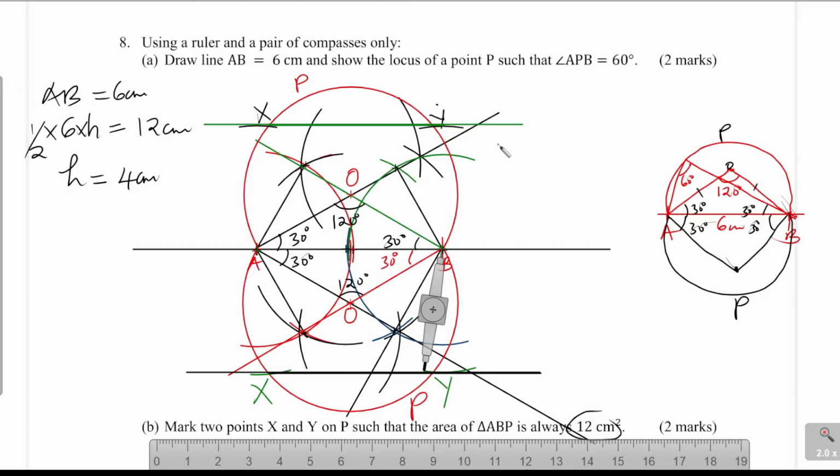So we can mark it here. So this distance here, we can mark it. This distance is 4 centimeters, and that will be the height of that triangle. That will give us the area to be 12 centimeters squared, using the base as AB.